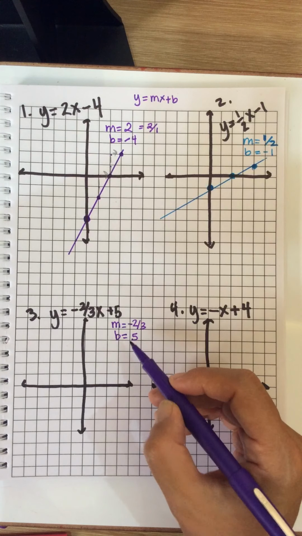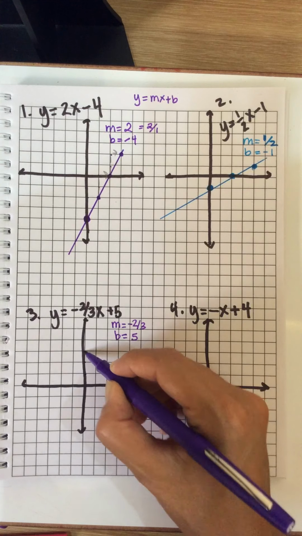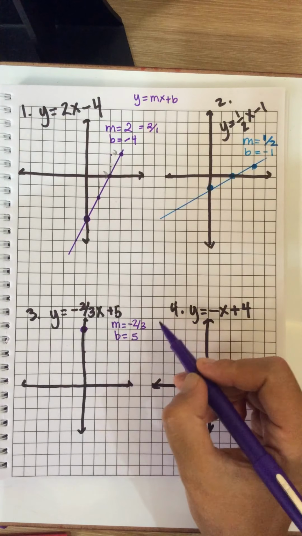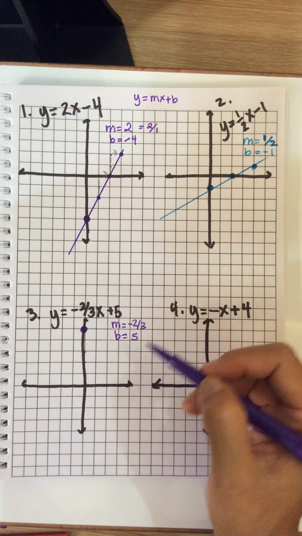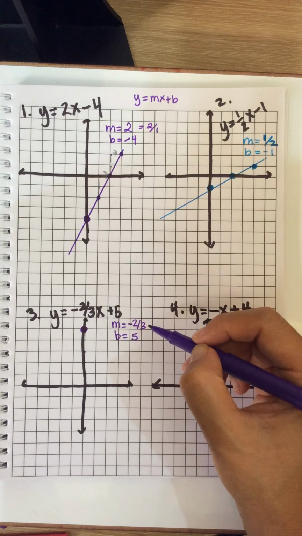So let's start with the y-intercept. Let's go up to positive 5 on the y-axis and make a dot. 1, 2, 3, 4, 5. There it is. Now let's deal with my slope. It's negative, so instead of going up 2, I'm going down 2 because the slope is down. But you still go over 3.